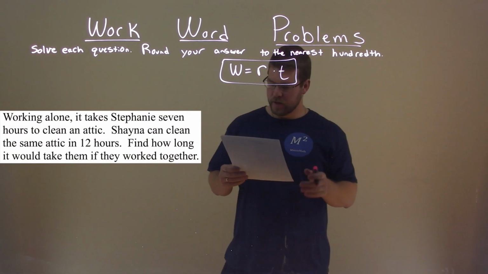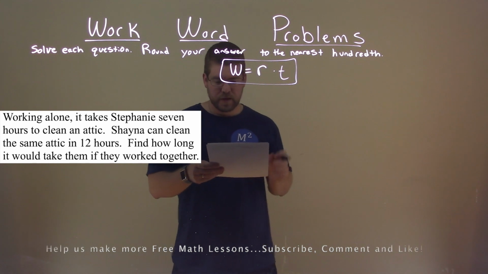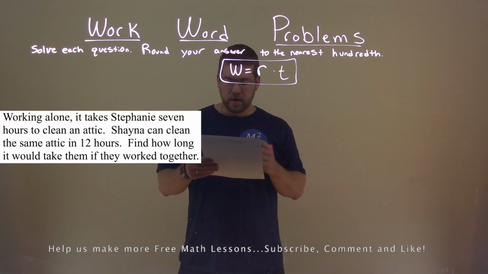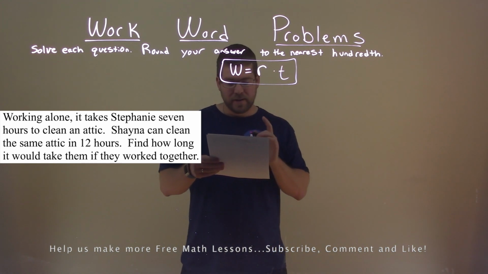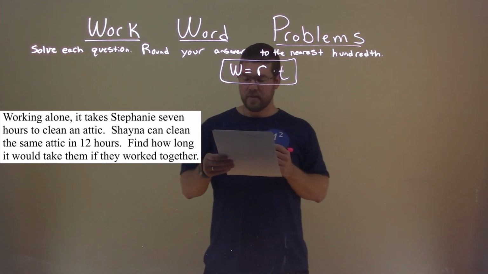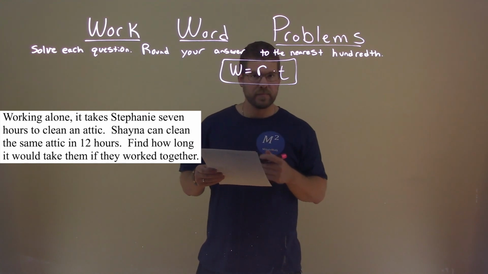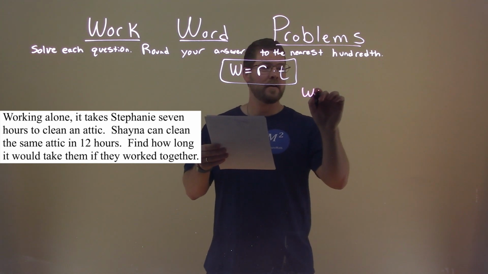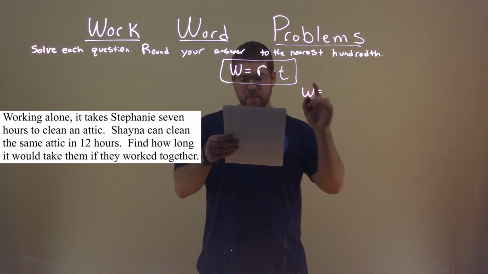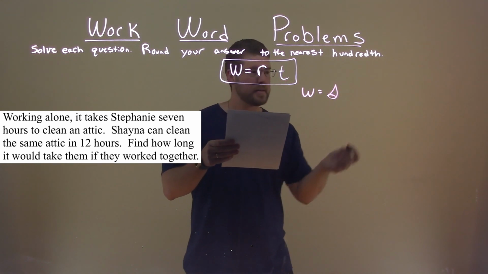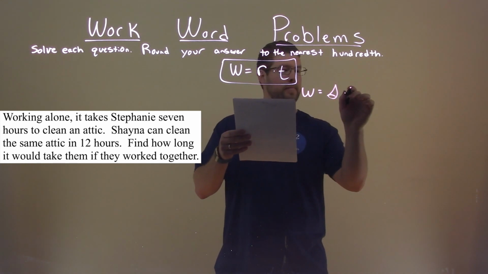We're given this problem right here. Working alone, it takes Stephanie 7 hours to clean an attic. Shayna can clean the same attic in 12 hours. Find how long it would take them if they worked together. So let's take what we know. The work of cleaning the attic takes Stephanie, which let's call her variable S, her work rate here is S, and it takes her 7 hours.